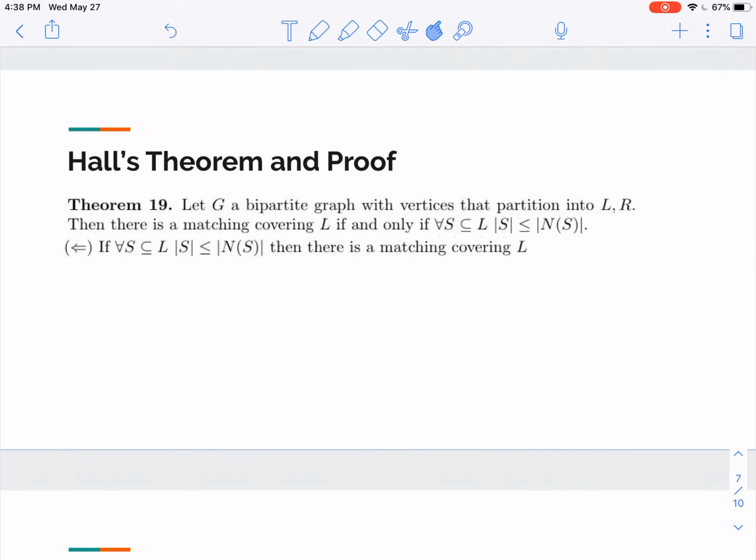It gives us the opportunity to use a couple of the proof techniques that we've used, which is one of the reasons we picked this proof to highlight in the video. First, we need to prove the backwards direction, so let's make sure we understand what that means. What we're saying is that if it is true that for any subset of the students they prefer at least as many tutors, then there's a matching covering L. We get the result that we want. And we're going to prove this by induction on the size of L.